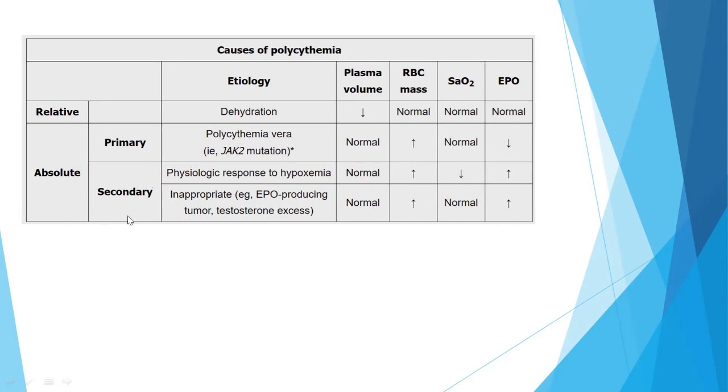Now, in the case of secondary absolute polycythemia due to inappropriate EPO-producing tumors, the EPO is increased and the RBC mass is increased, whereas the oxygen saturation is normal. So this chart will help you answer most of the questions related to polycythemia vera and all.